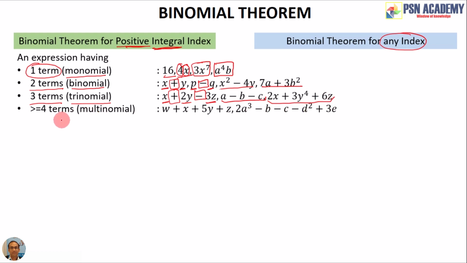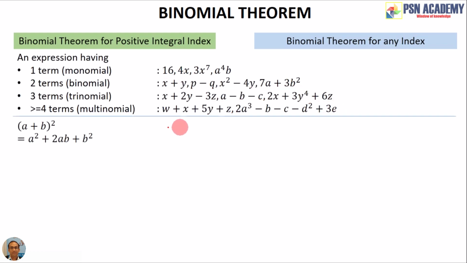Now, if you have four or more terms, then you say it's a multinomial. For example, this expression is having four terms and is a multinomial. Also, this one is having five terms. It is also called multinomial. Clear? Now let us go with this formula you have learned in your school days.